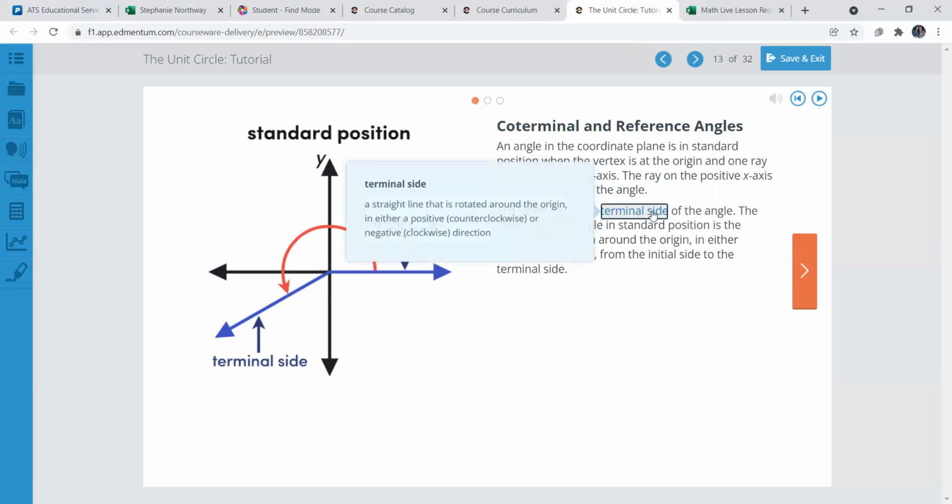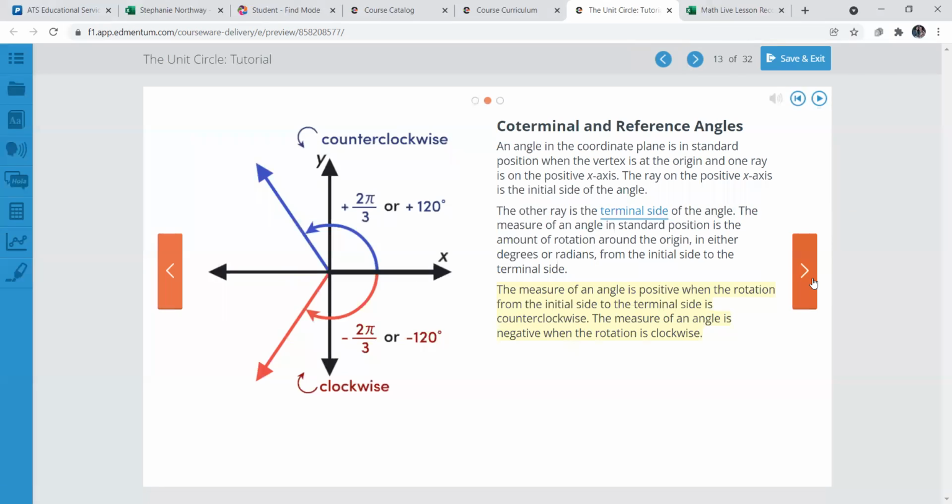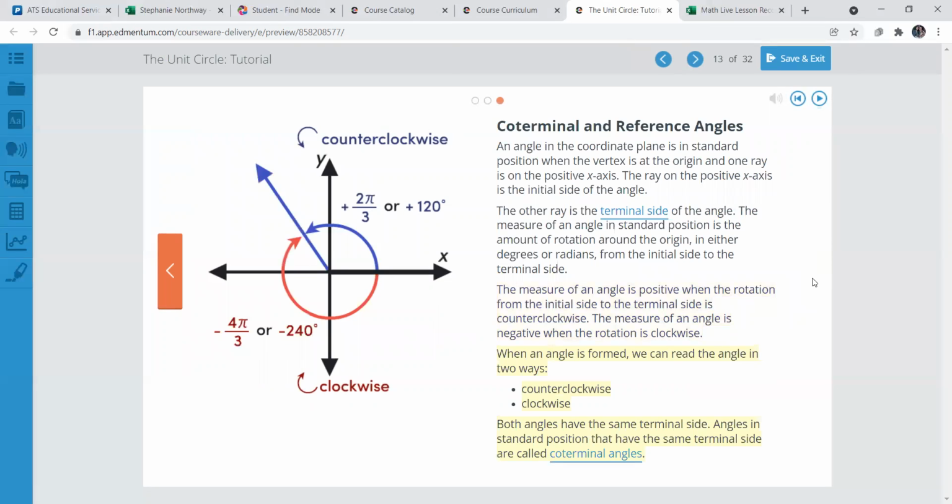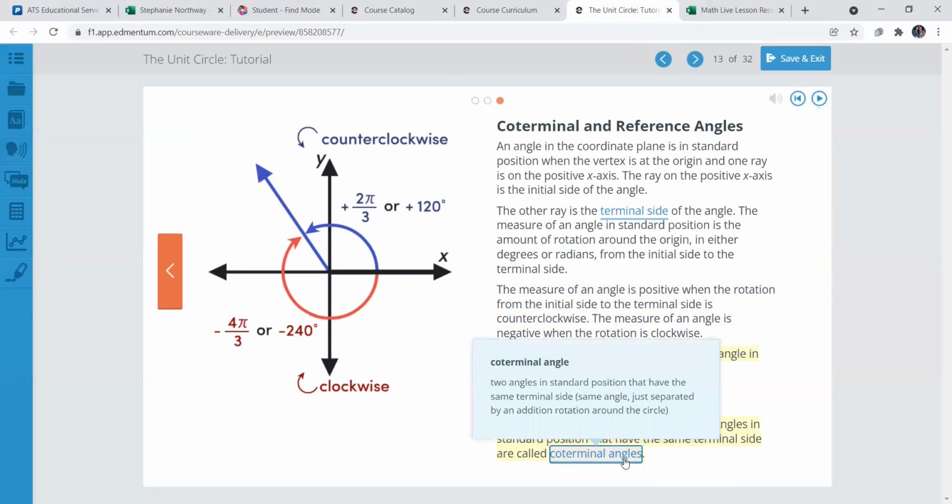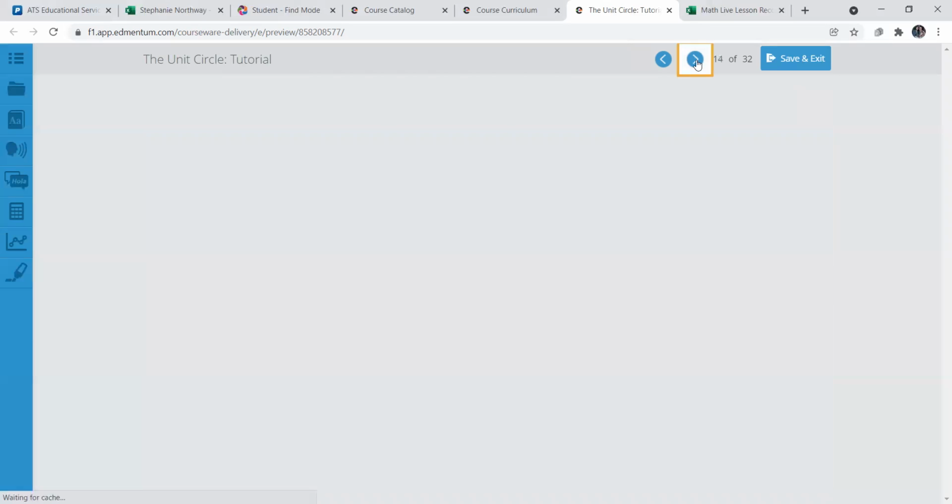The terminal side: we have, let's say, a straight line that is rotated around the origin in either a positive counterclockwise or a negative clockwise direction. Okay. Coterminal angles, two angles in standard position that have the same terminal side, same angle, just separated by an additional rotation around the circle.